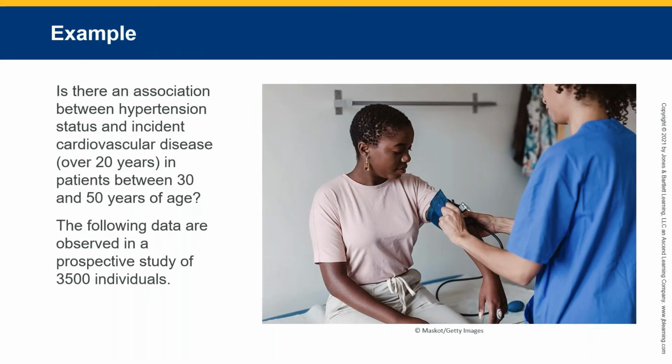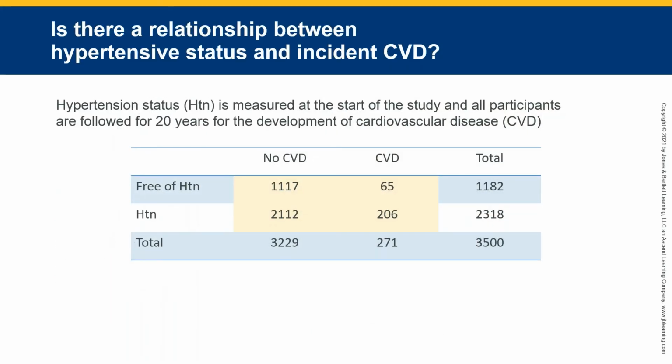So now let's take an example from beginning to end. So here's an example where we're asking, is there an association between hypertension status and incident cardiovascular disease, say over the next 20 years, in patients between 30 and 50 years of age? So the data on the next slide were observed in a prospective study. So this is data from the Framingham Heart Study, where we classify individuals as having hypertension, high blood pressure, at a point in time at the start of this particular study.